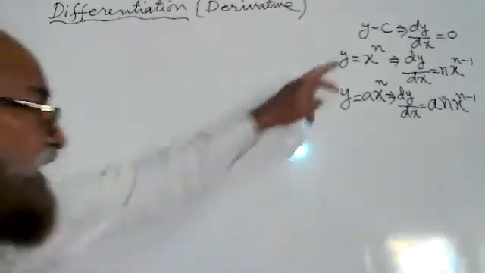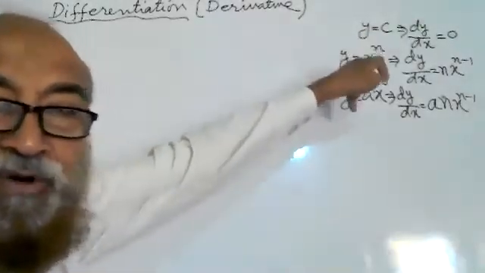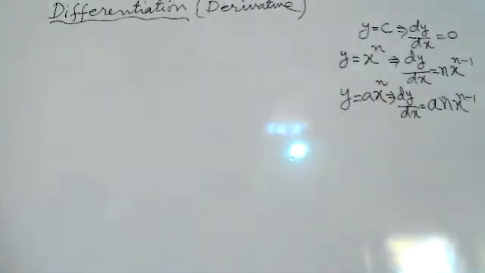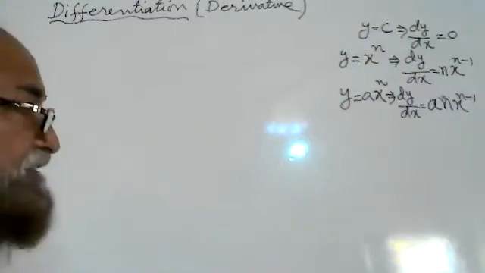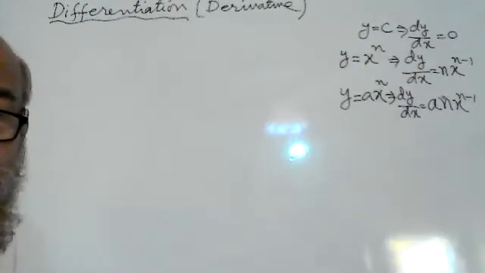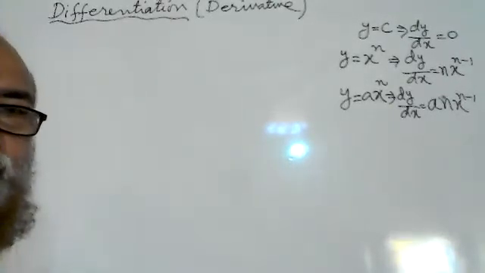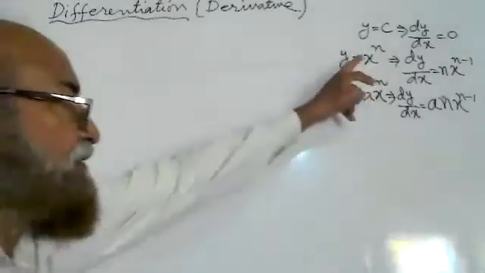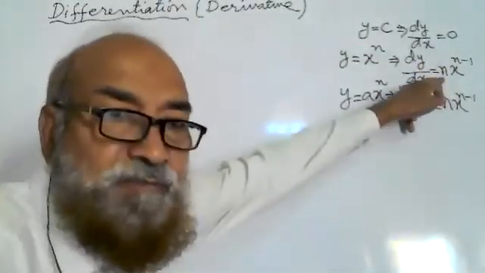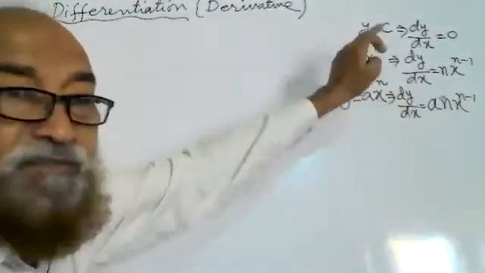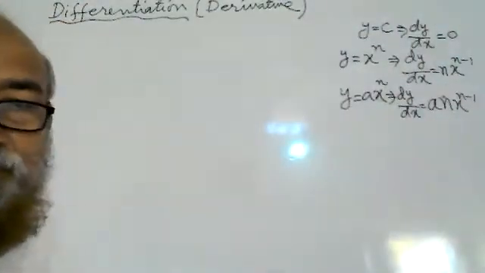In x raised to power n, n may be positive, it may be negative, it may be a fraction, a rational number. Whatever n is, that number will multiply, will come down, and x will be raised to the power n minus 1. We will subtract 1 from this power.